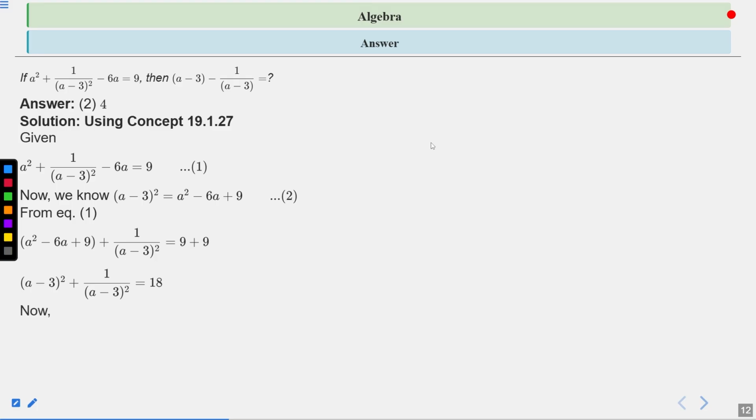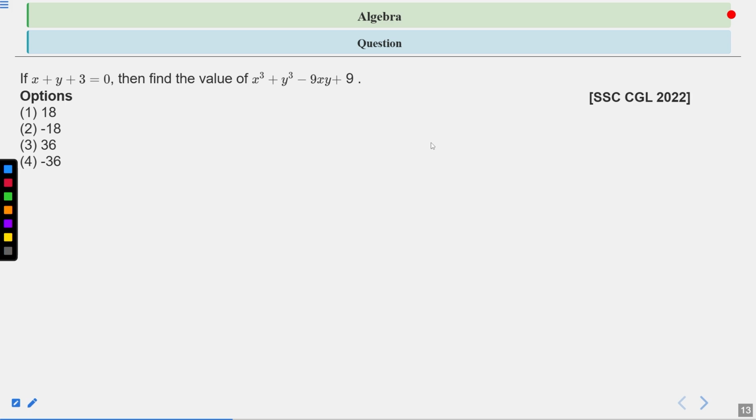Now when we simplify it, we get a minus 3 minus 1 upon a minus 3. So we take the square root. We get under root 18 minus 2, which becomes under root 16. And when we simplify it, we get the answer, which is 4. So the second one is the correct answer of this question. Next one.